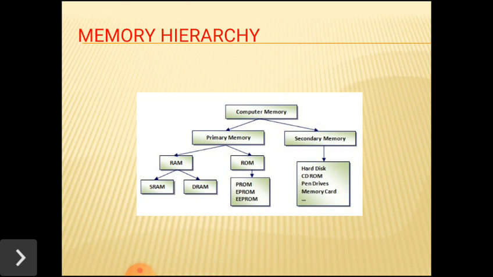In this figure, you can see the memory. In a computer memory, we have two kinds of memory, primary memory and secondary memory. In primary memory, we have ROM and RAM. In RAM, there are two types of RAM: SRAM, means static RAM, and DRAM, means dynamic RAM. While in ROM, we have three kinds of ROM: PROM, EPROM, means erasable programmable read-only memory, and EEPROM, means electrically erasable programmable read-only memory. In secondary memory, we have hard disk, CD-ROM, pen drives and memory card.